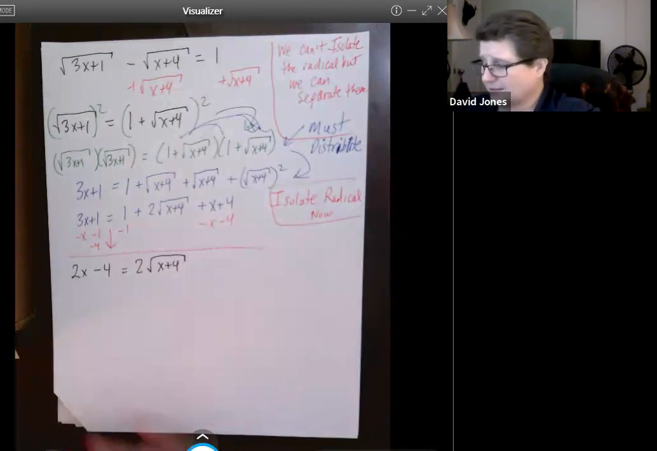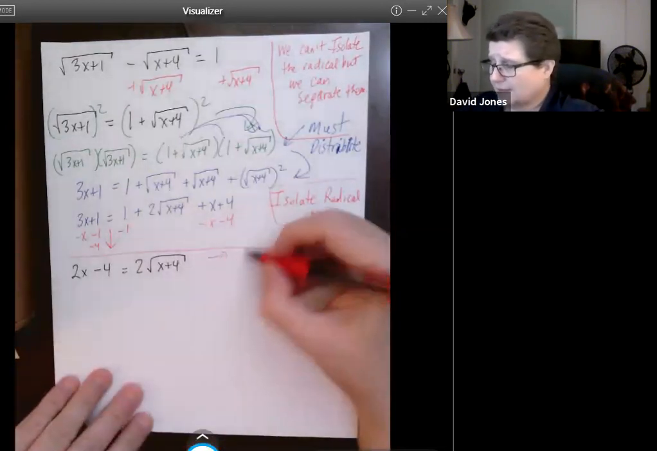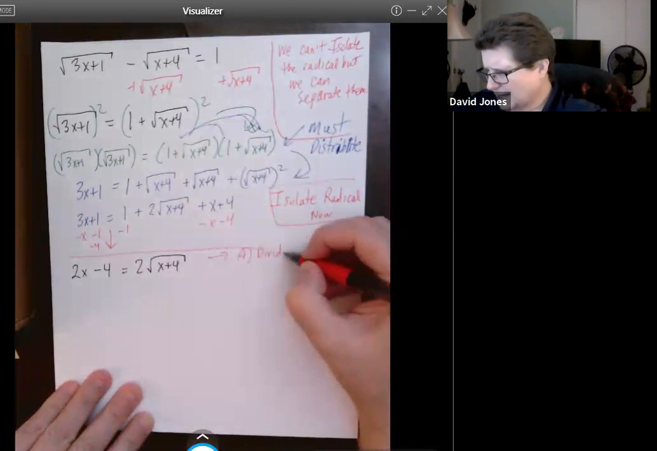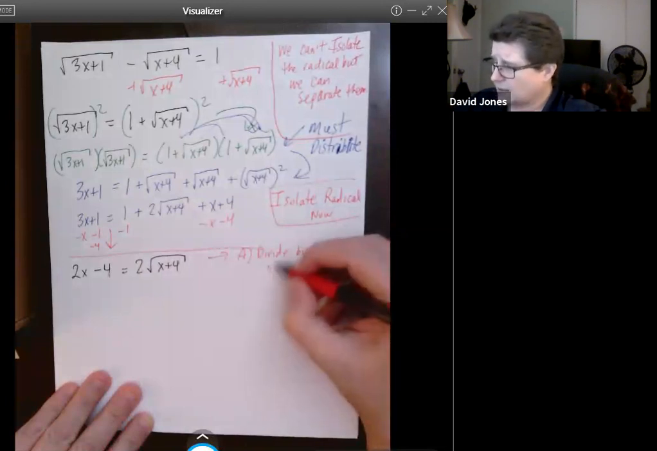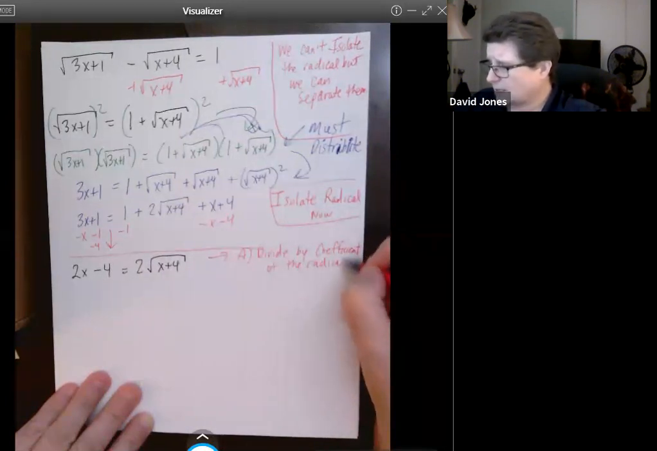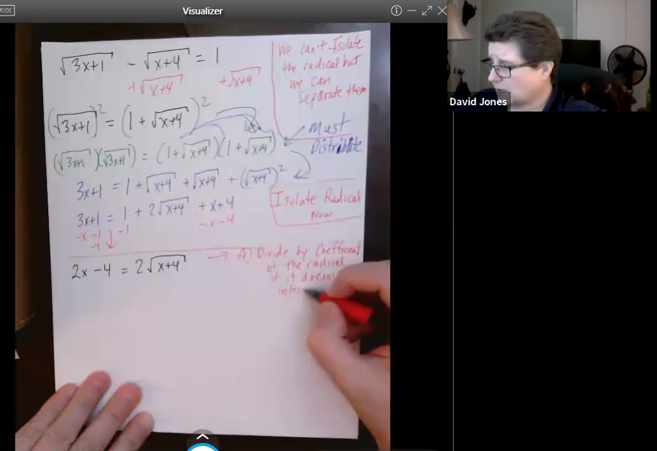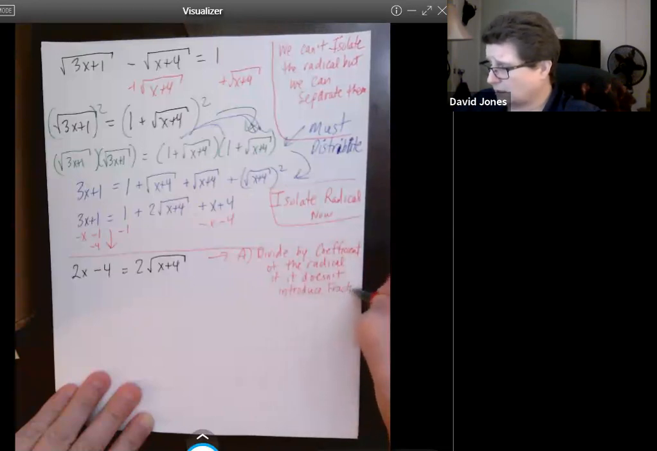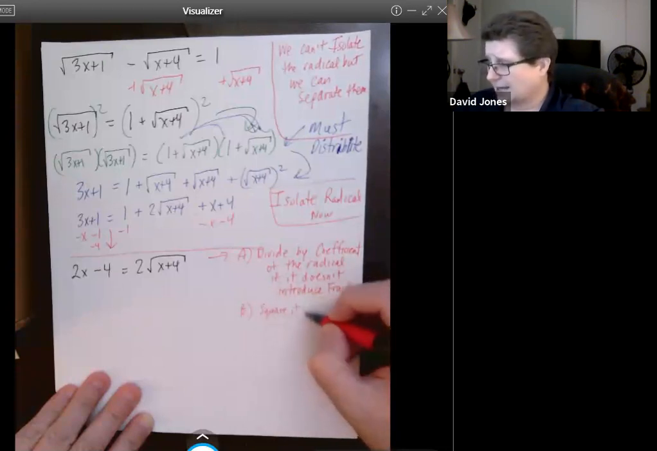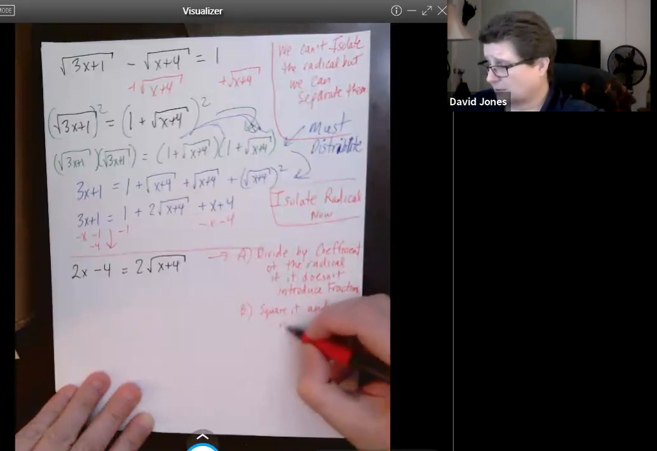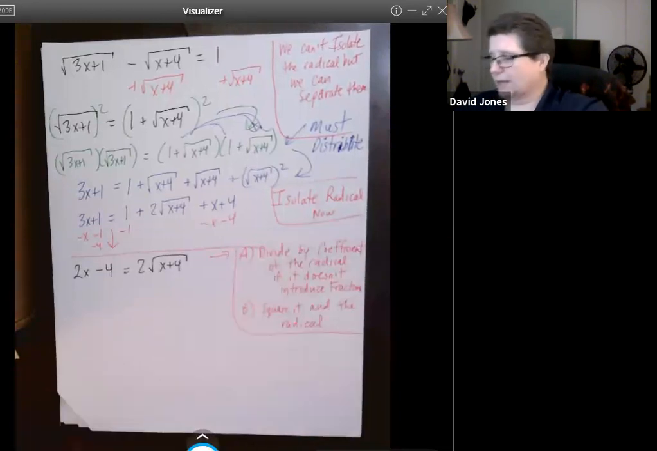Sometimes this can go two ways at this point. A, divide by the coefficient of the radical, if it doesn't introduce fractions. Or B, square it and the radical. So let's just do both ways and I'll show you what I mean.